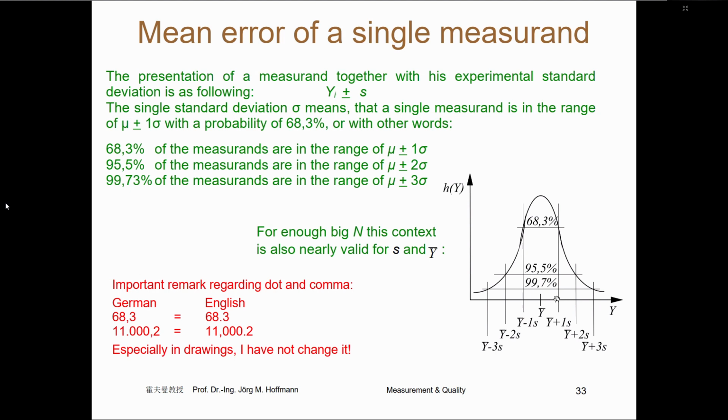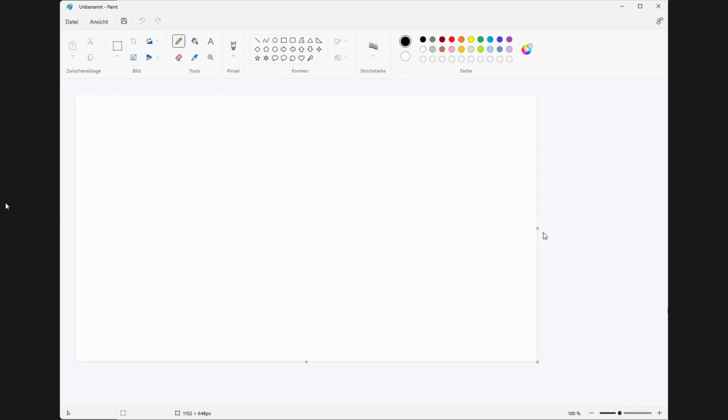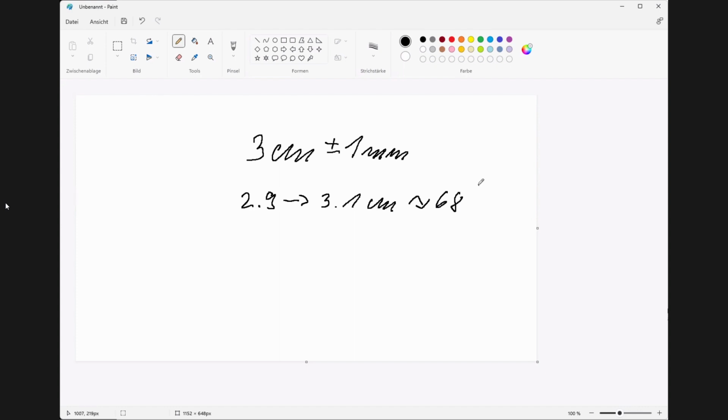That means, when you measure 3 centimeter and your standard deviation was 1 millimeter, that means between 2.9 and 3.1 centimeter, in this range are 68%, what's now? 68% of the measurement values. 68% of the measurement values are in this range.